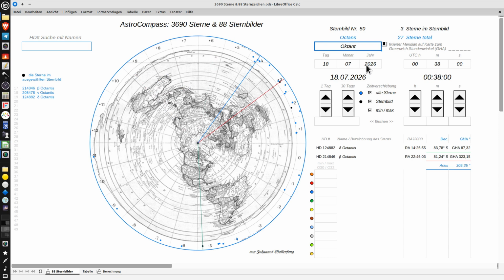The octant triangle and the current position of the supposed southern celestial pole, marked as a red dot at the edge of the map. This allows you to compare the times of the stars' transits in Stellarium.